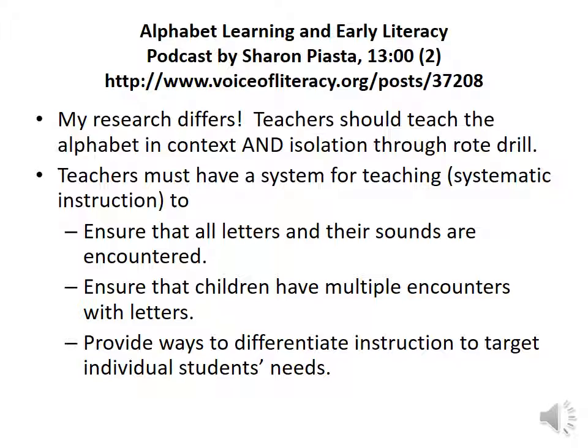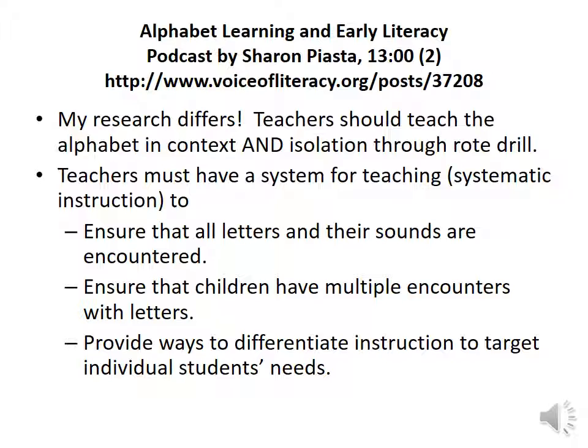All right, this is the second slide based on the podcast by Sharon Piesta. And I just want to let you know that the research that I have read and the research that I have done differs from what she is suggesting. So this should put you in a state where you would want to find out on your own through more reading and perhaps working with children.